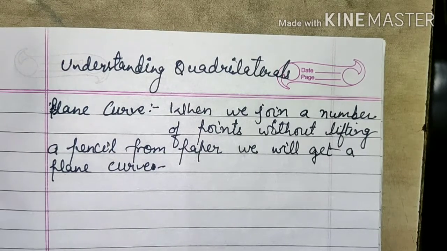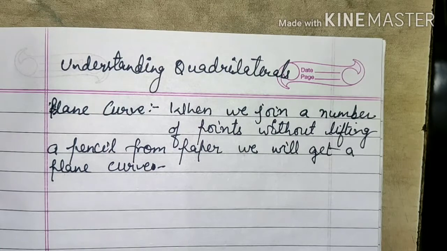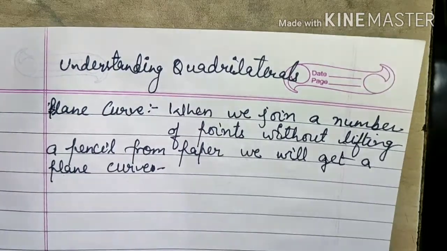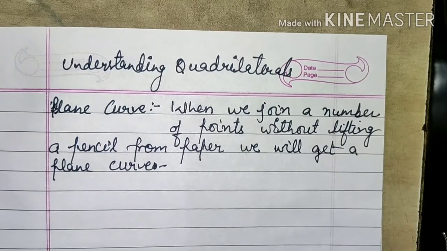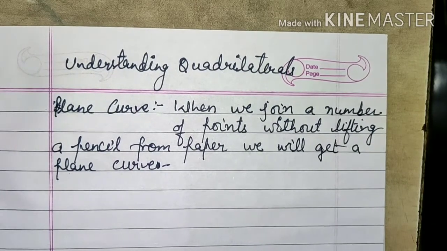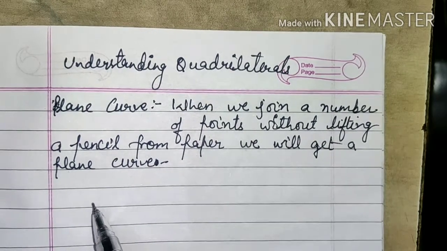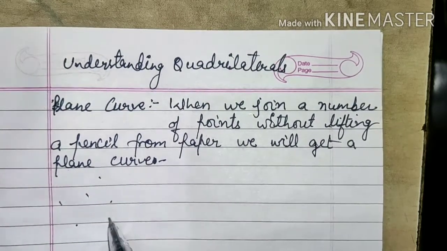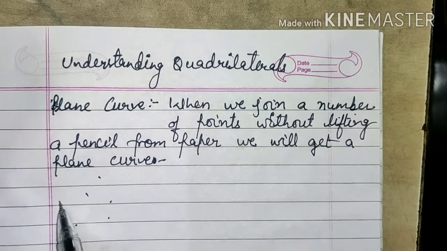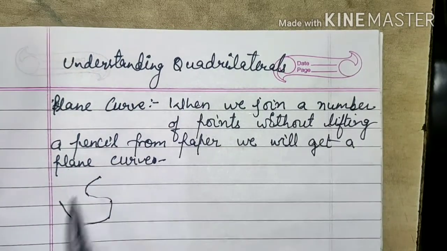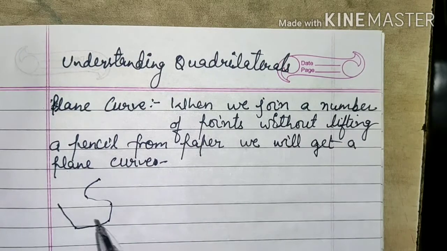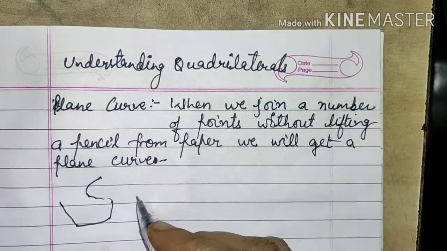Understanding quadrilaterals. First of all, we will talk about the plane curve. What do you mean by plane curve? When we join a number of points without lifting the pencil from the paper, we get a plane curve. For example, if we have a number of dots and we join them with the help of a line without lifting, that is your plane curve. A curve can be of any form.